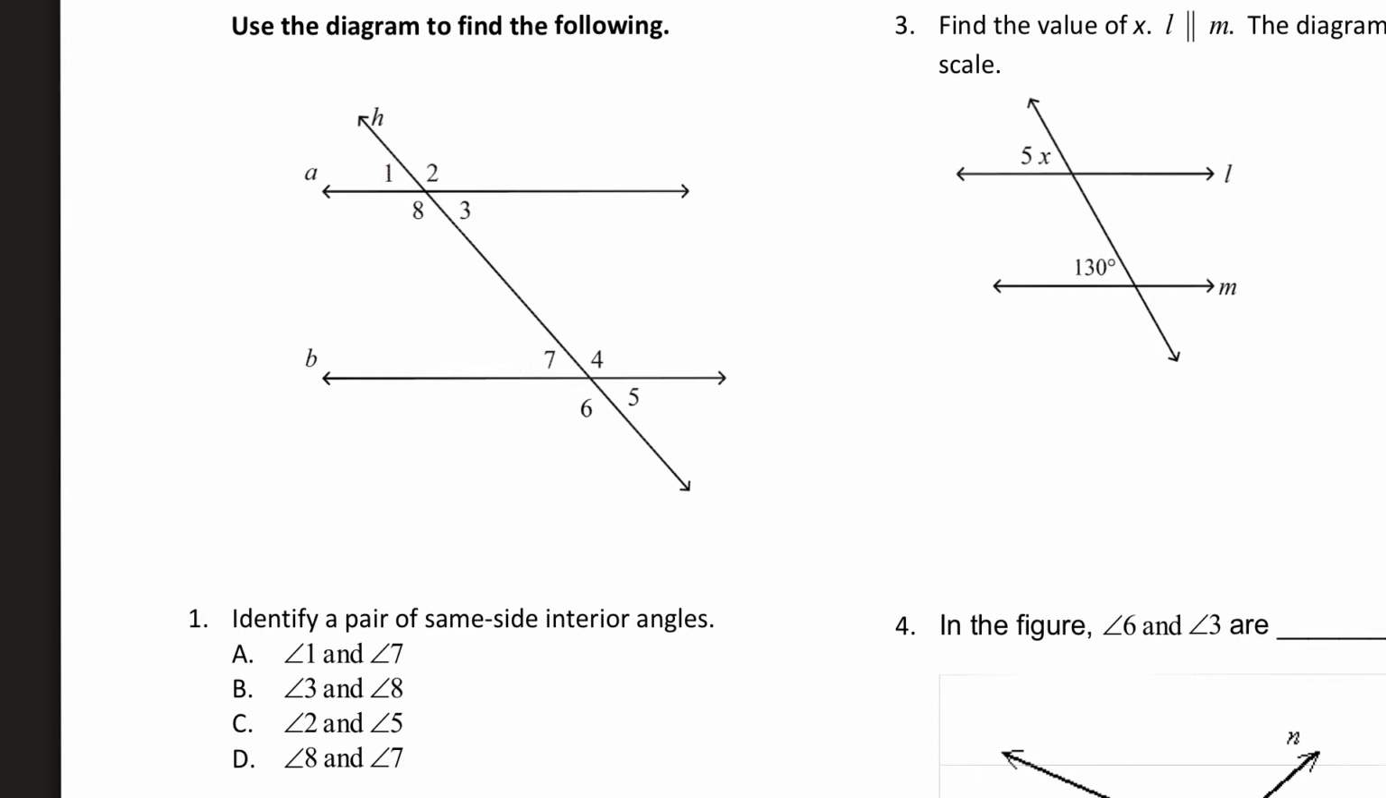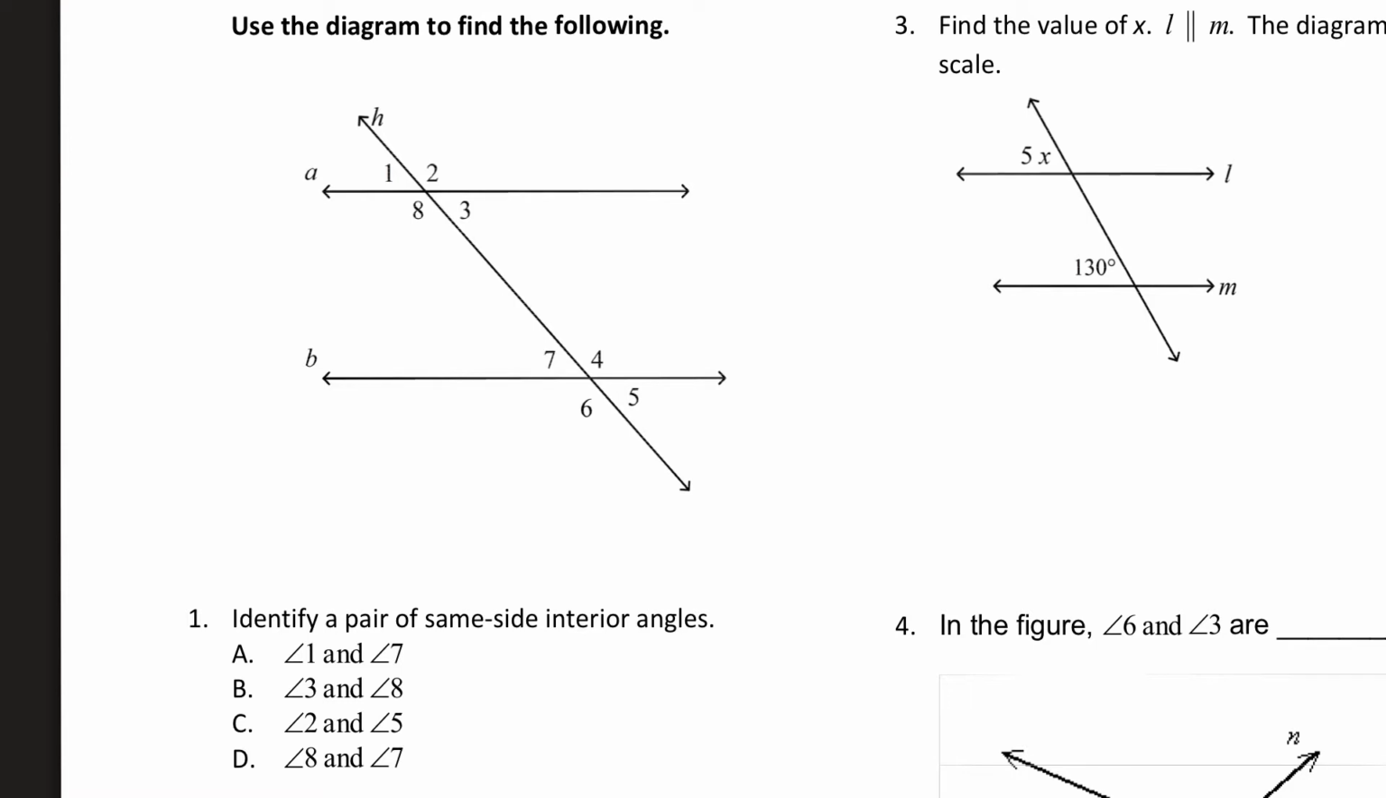Those are corresponding angles, not same side or consecutive interior angles. There's another way to say same side interior angles. But 1 and 7 are corresponding angles. Those are congruent, but they're not what we're looking for. 3 and 8 form a linear pair. They're supplementary, but they're not same side interior angles.